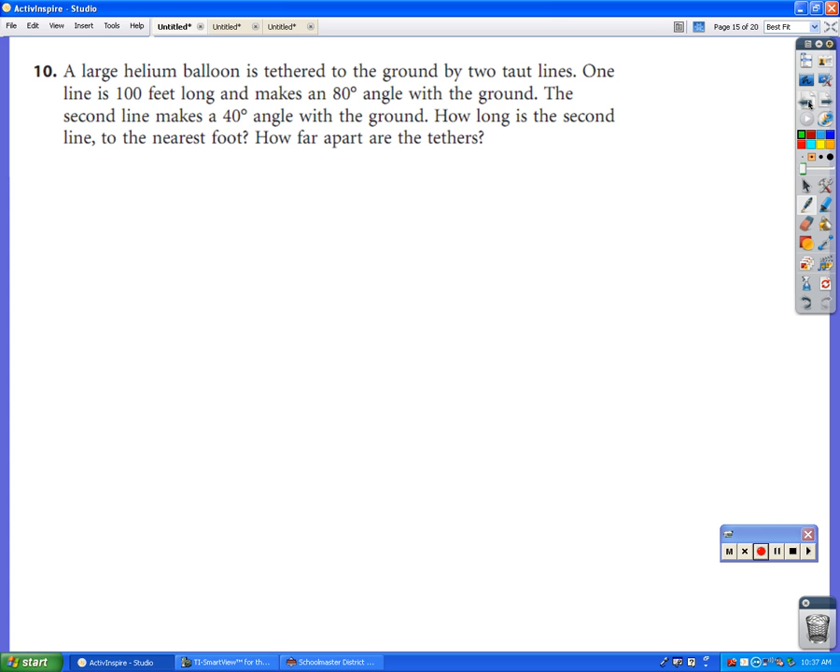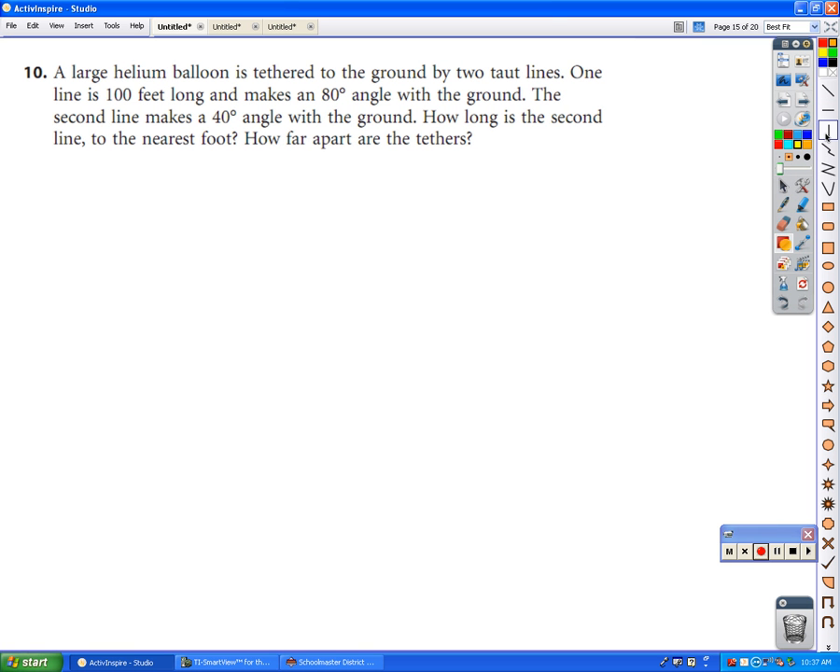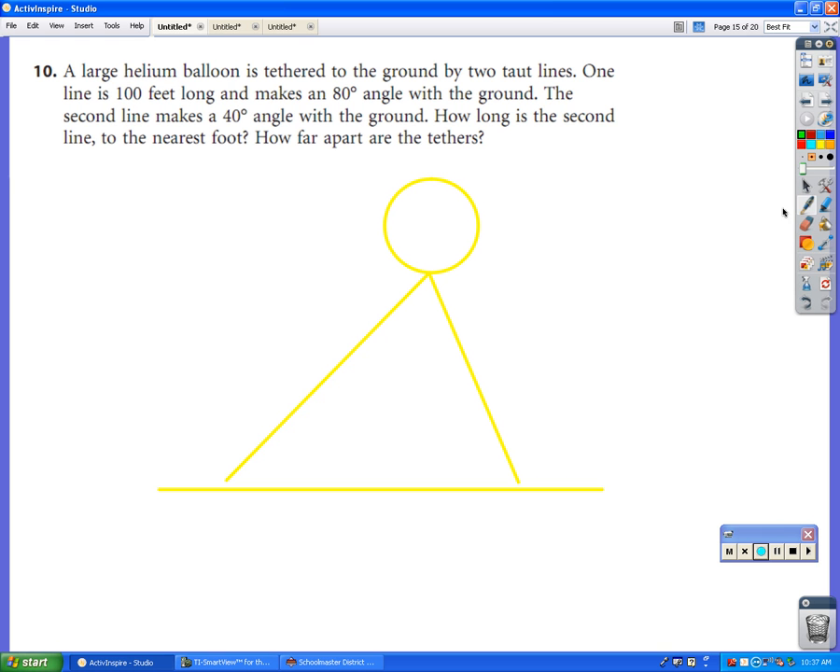All right, so it says a large helium balloon is tethered to the ground by two taut lines. It's tricky. So I've got a helium balloon. Let's make a helium balloon. So there it is. And it's tied to the ground by two lines. And there's no slack in either one of those lines is what they mean by taut. And they both, of course, make angles with the ground.